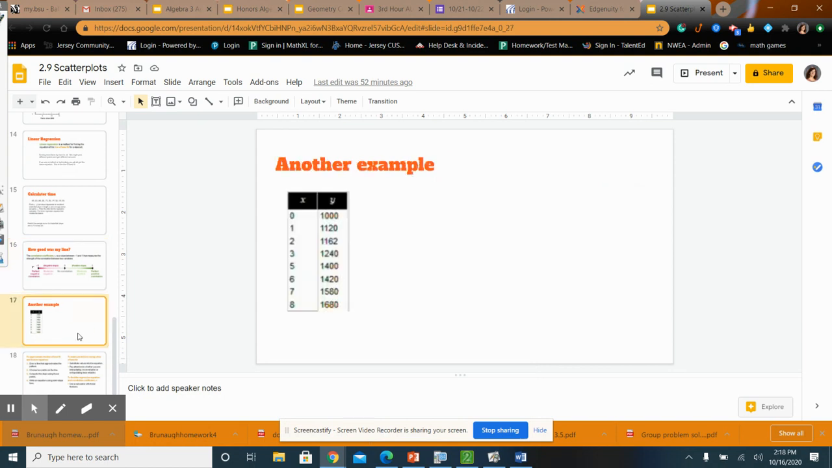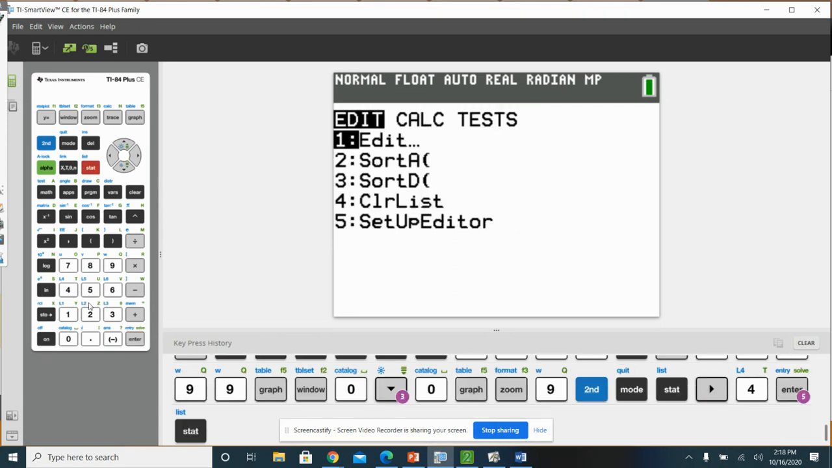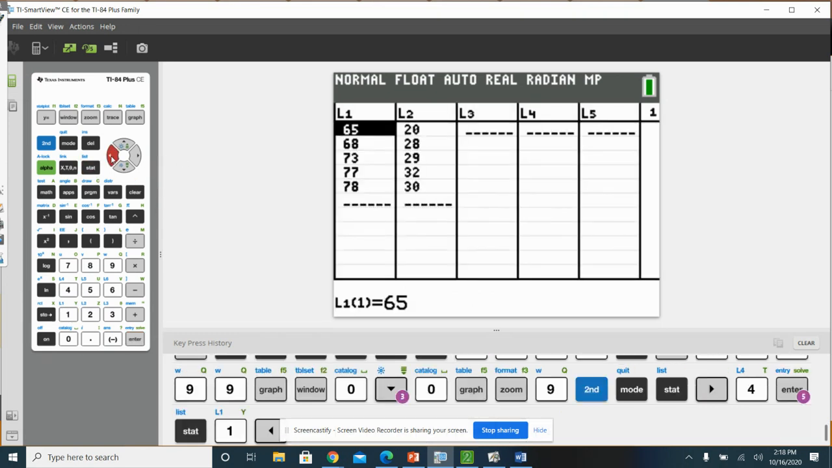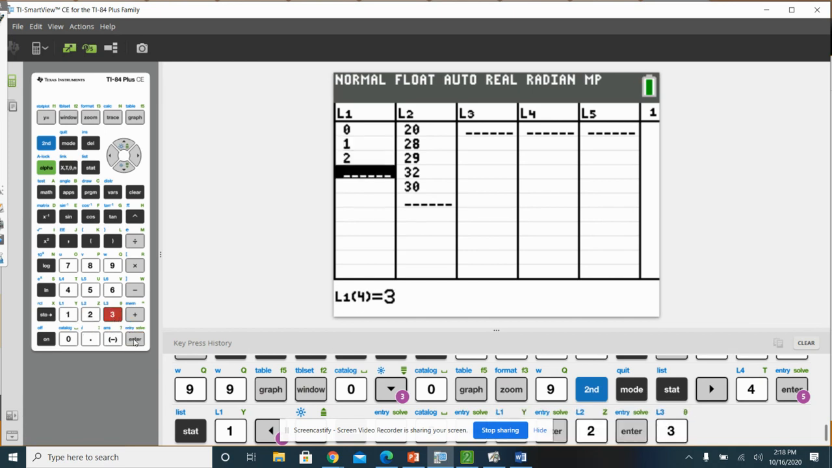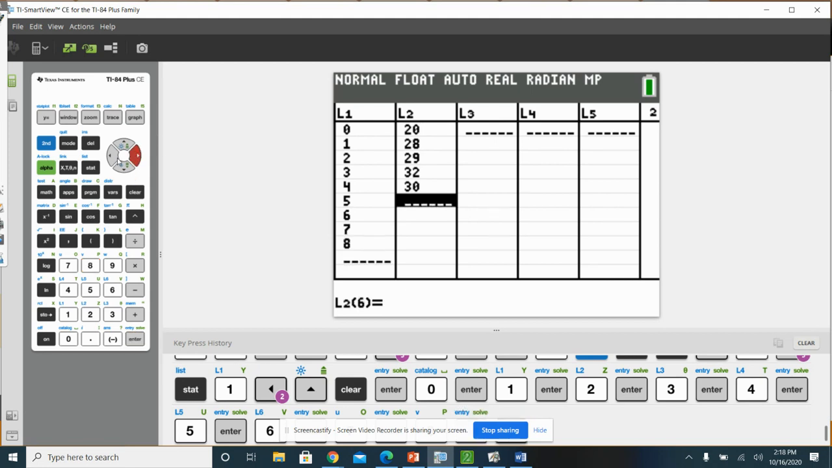So let's try one more example here. This time we have 0 through 8. So I'm going to go in my calculator again, and I'm going to go to stat, edit. If you want to delete your values, you go up to L1, hit clear, and then enter, and type in your values, 0 through 8. Or you could just write right over them.